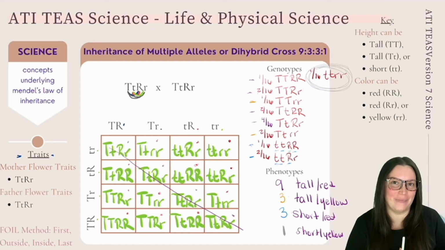9:3:3:1 ratio. If you get anything outside of this, go back and double check your work, but you should always be able to see that 9:3:3:1 when you're looking at your dihybrid cross.